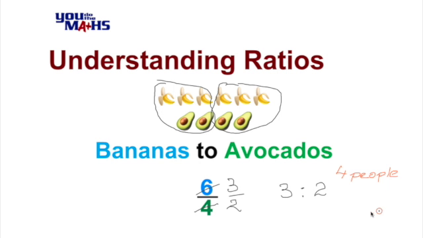Where ratios are handy is if we want to extend this recipe to maybe 12 people, we know that 12 people is 3 times as many. So that means we need 3 times as many ingredients. And we keep them in the same ratio. So we multiply both parts of our ratio by 3. So the ratio becomes, instead of being 3, it's now 3 times 3 is 9. And instead of being 2, 2 times 3 is 6. So we have a ratio of 9 to 6. So if we wanted to do some cooking for 12 people, we'd have 9 bananas to 6 avocados.